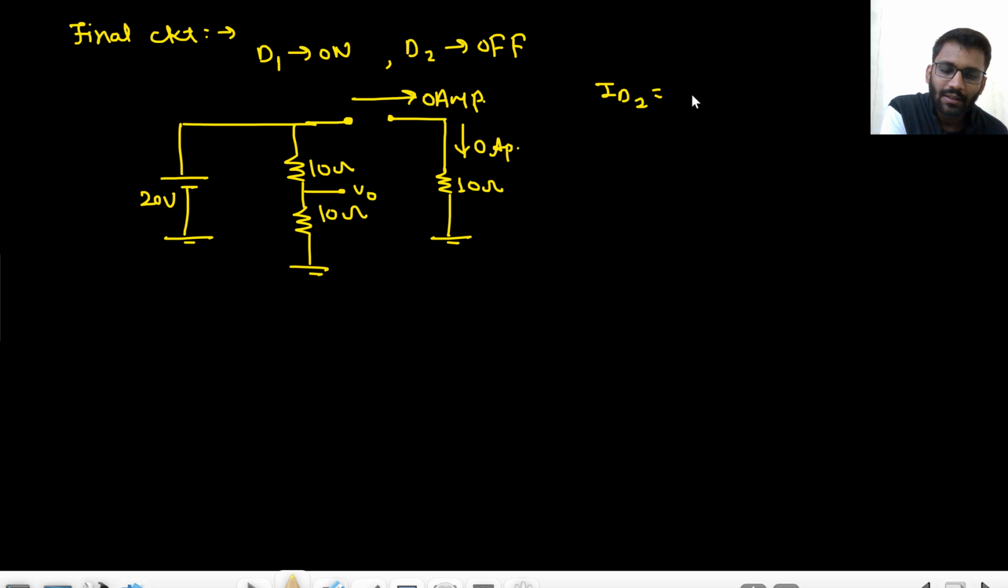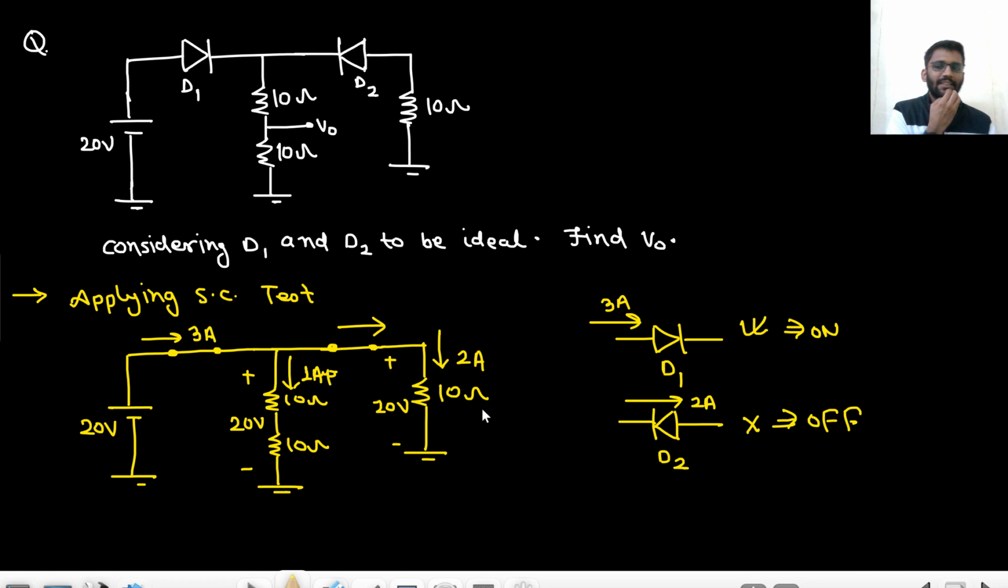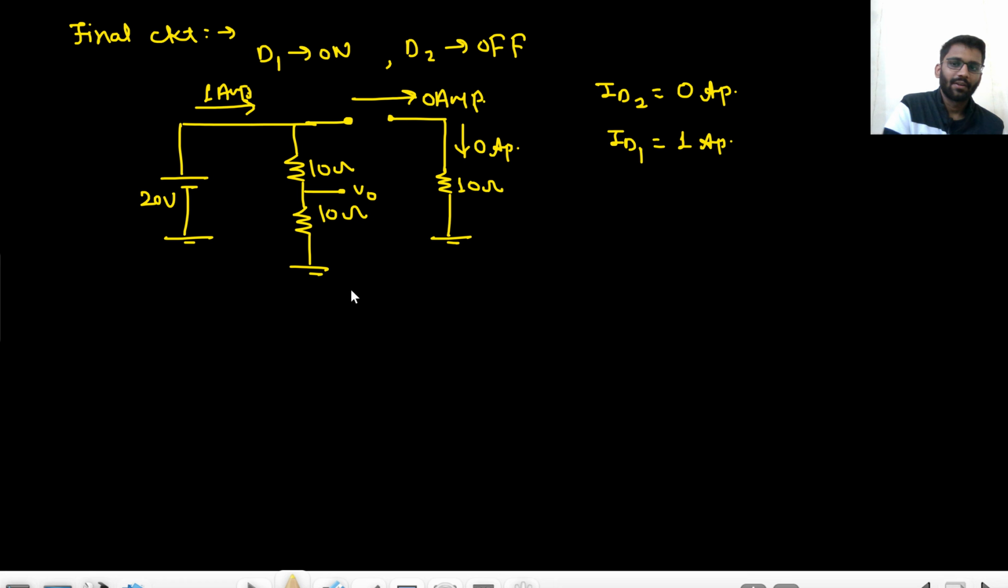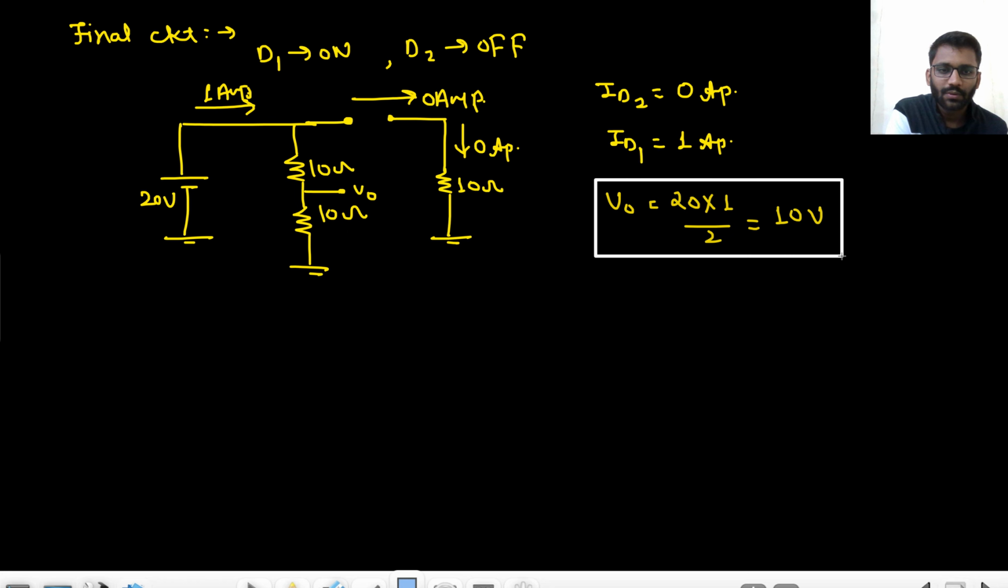And what about ID1? What is the current here? 20 by 20, that means 1 ampere. Okay, so ID1 is 1 ampere, not 3 ampere. That was your assumption. You were checking if both are on or off. You considered both to be on, then you came to know that this is off. Then you saw the current here is 1 ampere. Okay. And what about V0? V0 will be 20 into 1 by 2. That would be 10 volt. Okay. So these things you need to see. ID1 is 1 ampere, not 3 ampere. ID2 is 0 ampere.